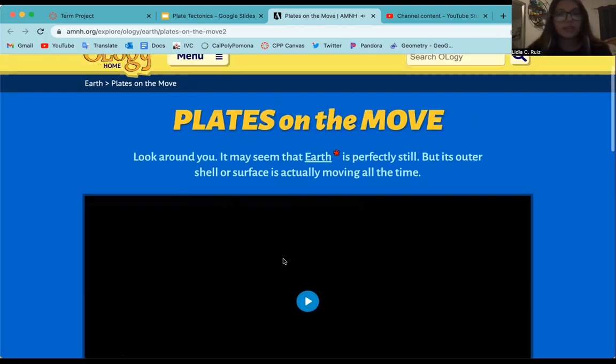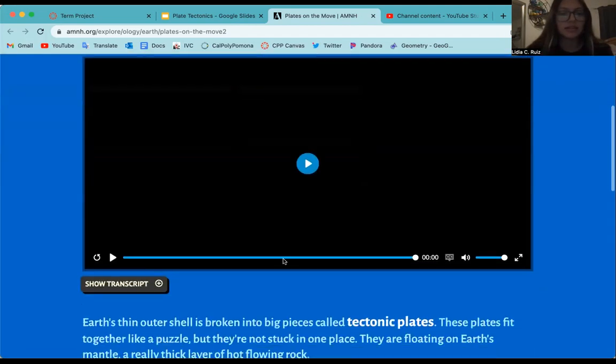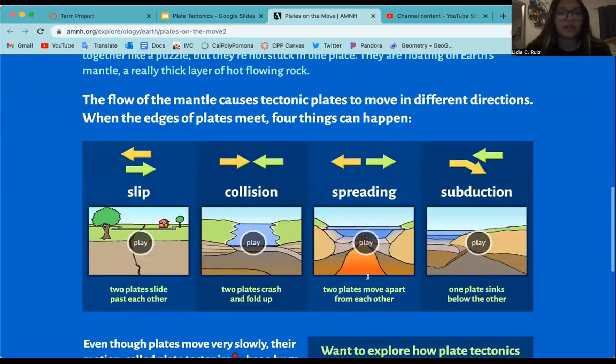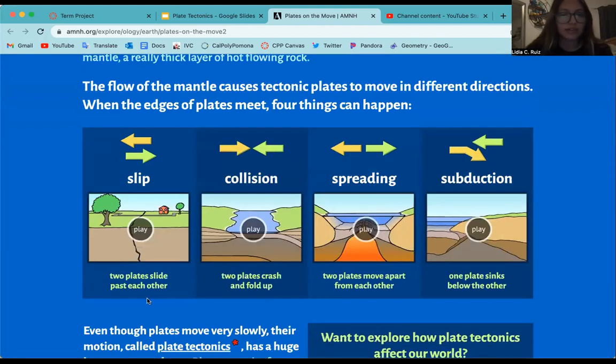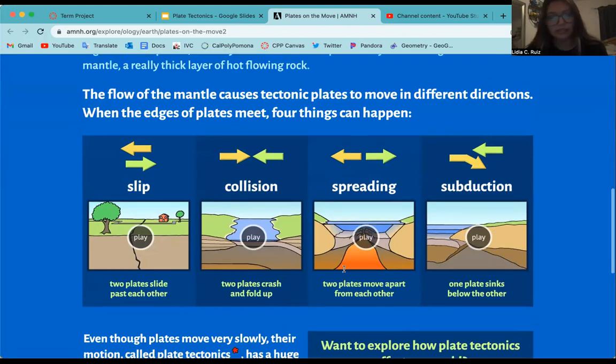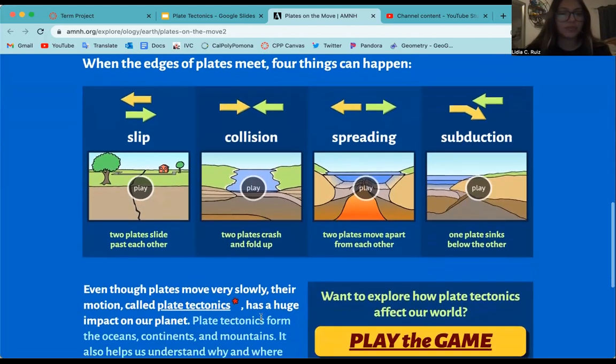What I also like about this website is that it has a few more videos that explain and demonstrate how slip, collision, spreading, and subduction plates work. So in this one it says 2 plates slide past each other, 2 plates crash and fold up, 2 plates move apart from each other, and 1 plate sinks below the other.